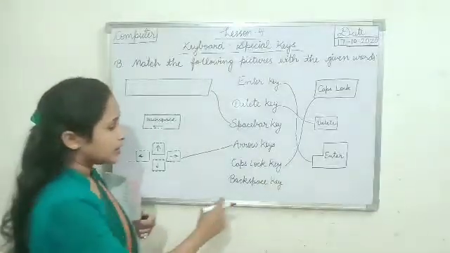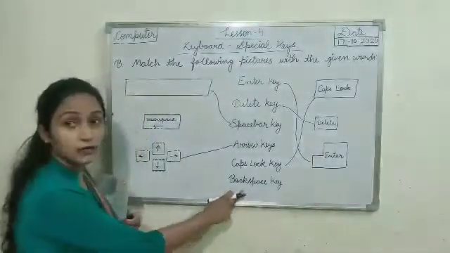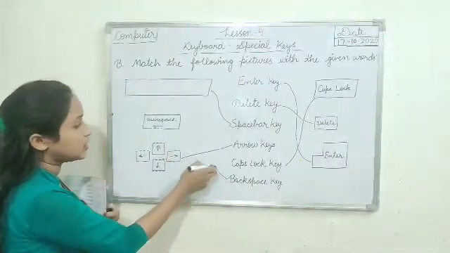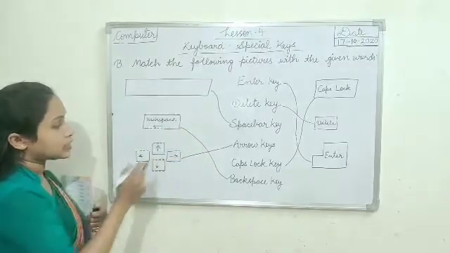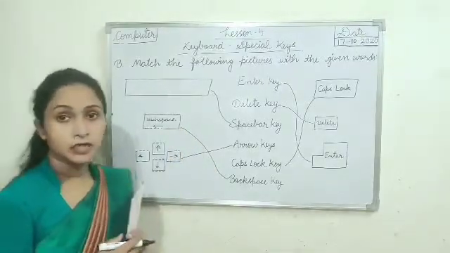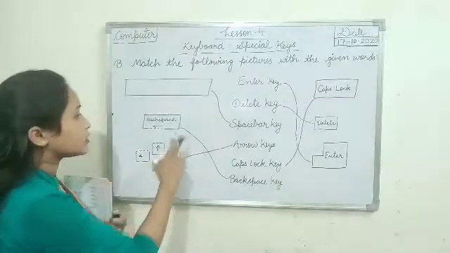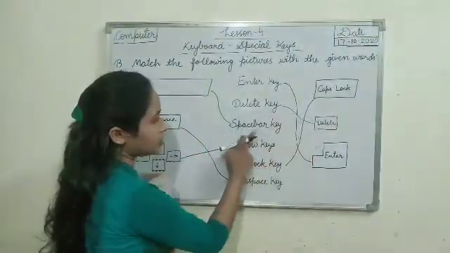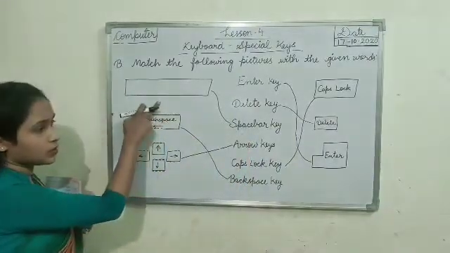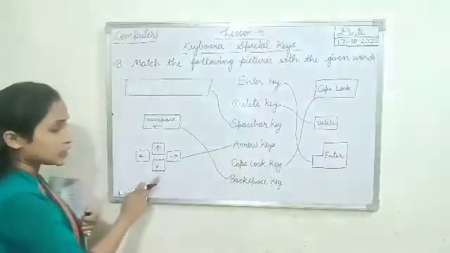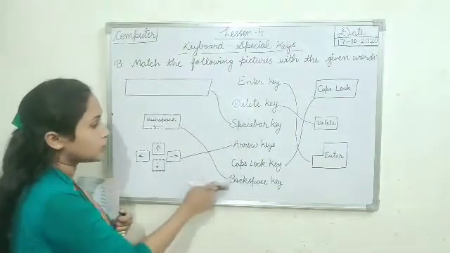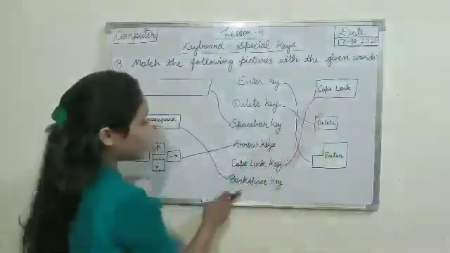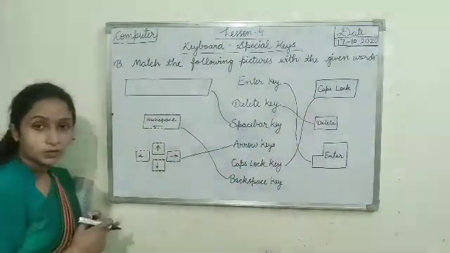Understood? Next, backspace key. Where is backspace? This is backspace. Backspace key is used to erase the letters from the left side. Okay. So enter key is there. Delete key, delete. Space bar key is the longest key. Arrow keys, this is called navigation key also. Then caps lock key is there. Backspace key, this is backspace key.